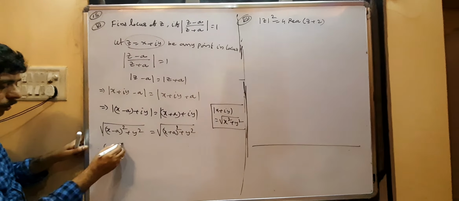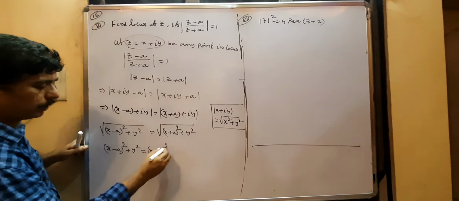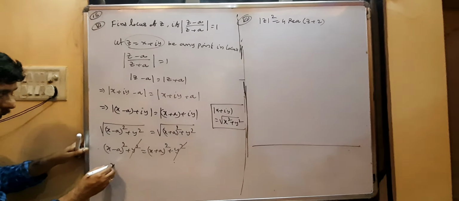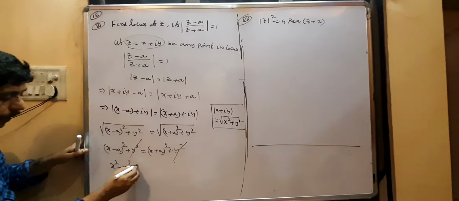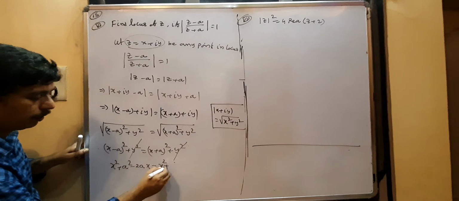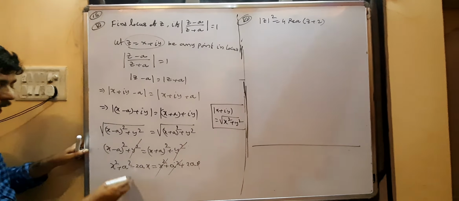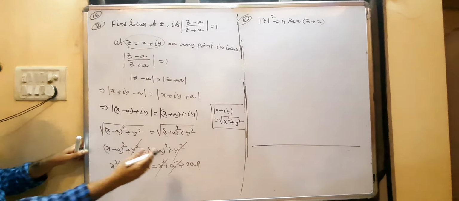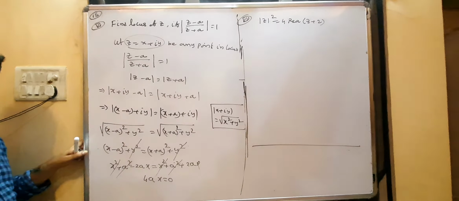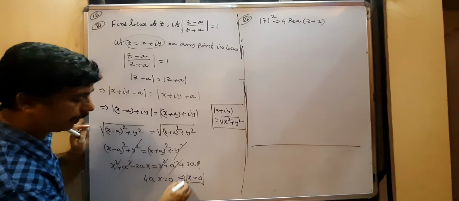(x minus a) whole square plus y square equals (x plus a) whole square plus y square. The y square cancels. Expand: x square plus a square minus 2ax equals x square plus a square plus 2ax. The a square cancels. Taking minus 2ax to the right hand side, that becomes 4ax equal to 0. 4a is not equal to 0, that means x equal to 0, which is the y-axis.